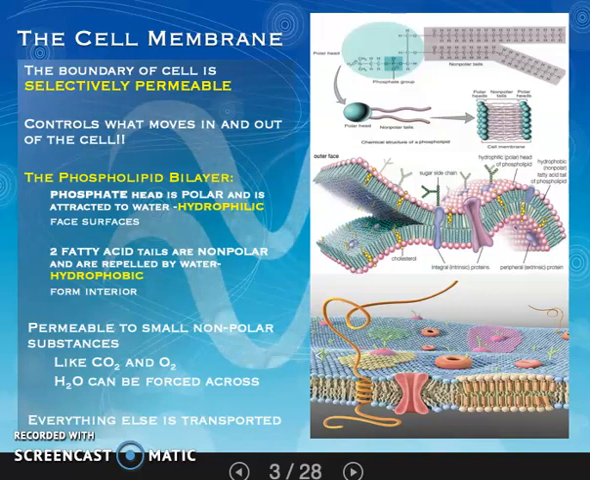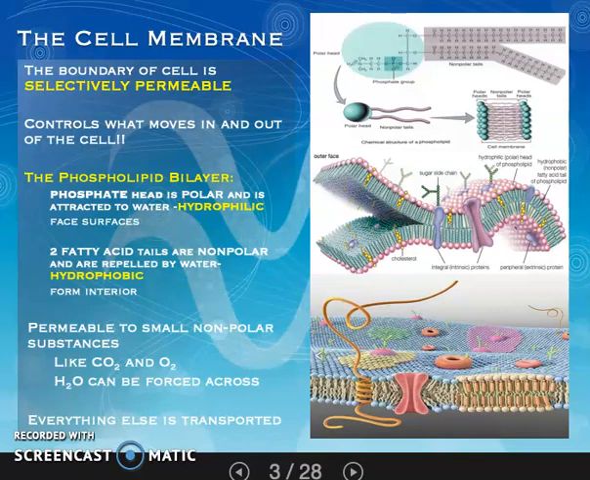Only a few substances can pass directly through the lipid bilayer, and they need to be nonpolar and small. For example, gases like CO2 and oxygen will readily diffuse right through the cell membrane. Now, diffusion is a special concept. It's the movement of material from an area of high concentration to low concentration. That's going to be a central theme in our discussion here.